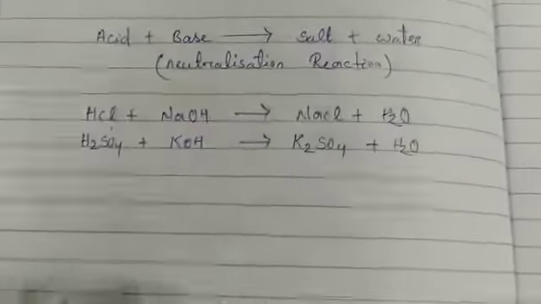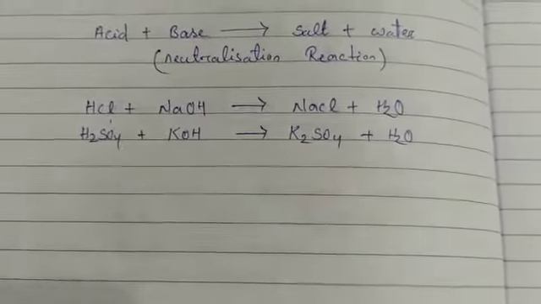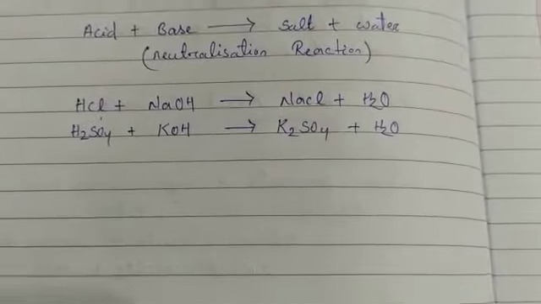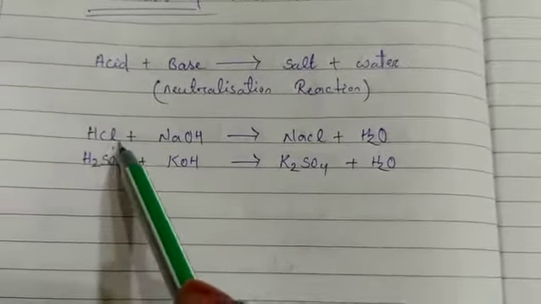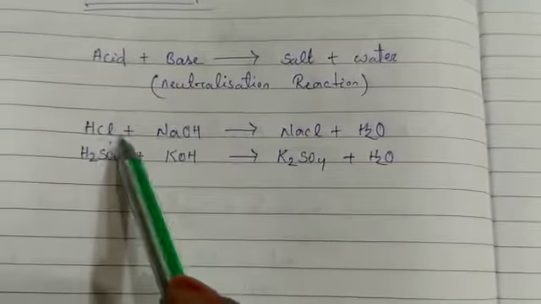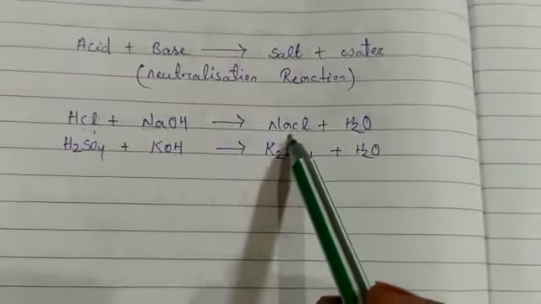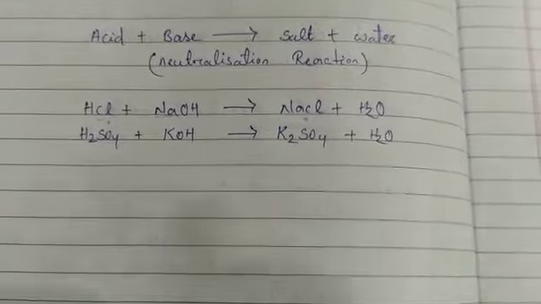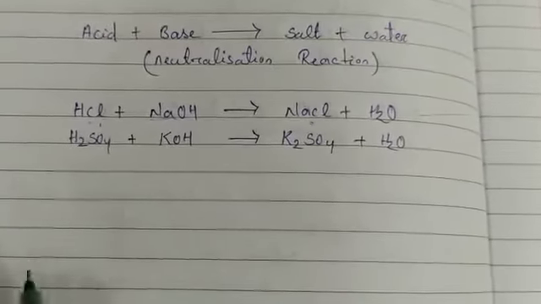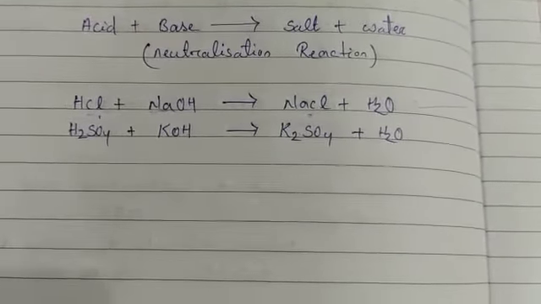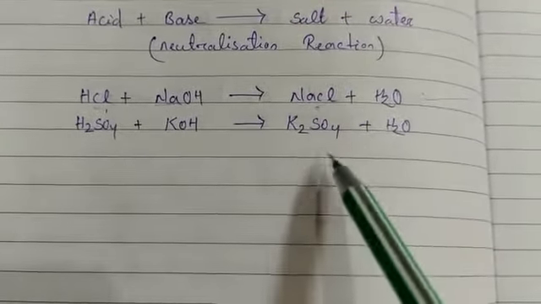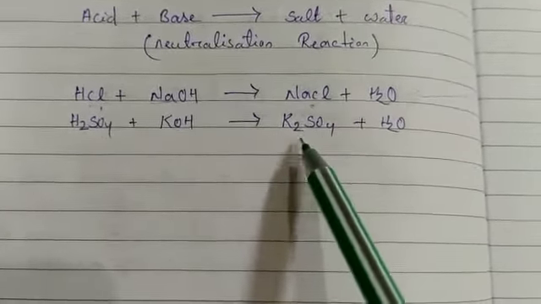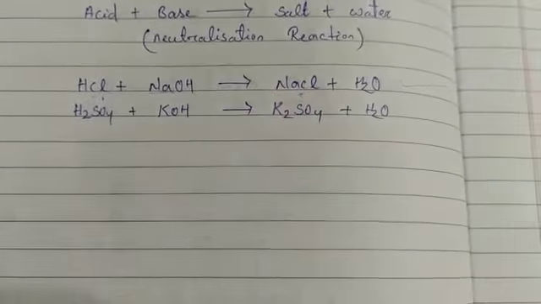This is an acid, hydrochloric acid, plus sodium hydroxide, NaOH. When they react with each other, they cancel out each other's effect and form a salt known as sodium chloride, NaCl, along with water. Similarly, when H2SO4, which is also an acid, reacts with another base, potassium hydroxide, we get another salt, potassium sulfate, K2SO4, along with water.